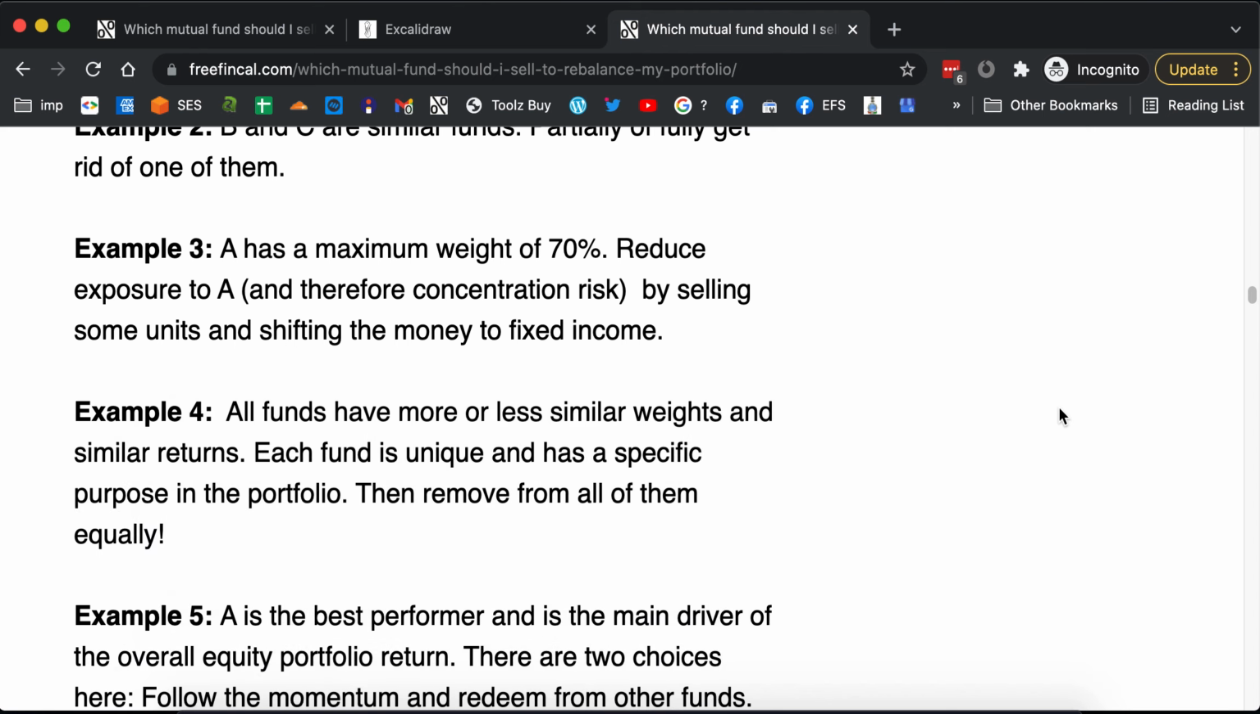Now, if all funds have similar weights and similar returns, then you can just choose one, or you can remove from two of them, or you can remove from all of them. It doesn't matter too much as long as you maintain the overall portfolio asset allocation. As long as you do that, there's no problem.